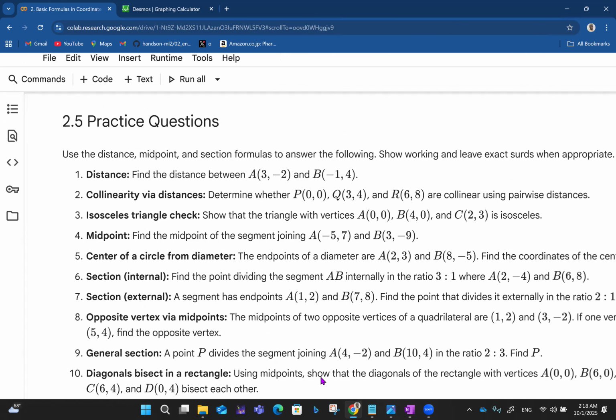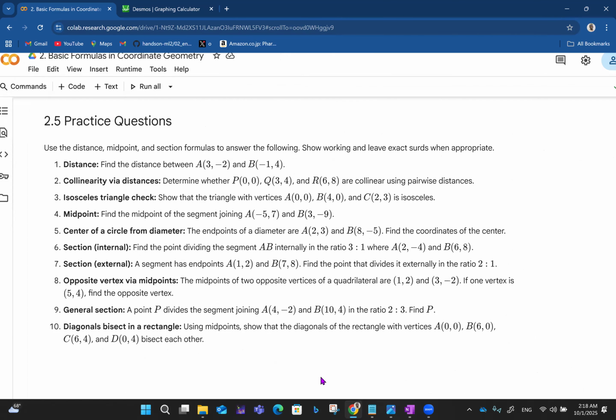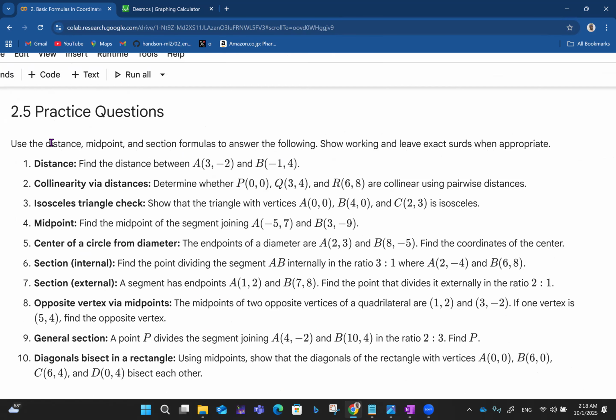So that's the summary. And as usual, I have some 10 practice questions you can try your hands on. This one says, use the distance, midpoint, and section formulas to answer the following. Show working and leave exact surds when appropriate. In this case, it means you don't have to punch your calculator to find the root. You just leave your answer in surd form. So find the distance between (3, -2) and (1, -4). We've done that amply. Collinearity via distances: determine whether (0, 0), (3, 4), and (6, 8) are collinear using pairwise distances. It means to find the distances PQ, QR, and PR, and then determine whether they are collinear. Of course, you can use decimals for some visualization. So you can try your hands on this and see how all these things go.